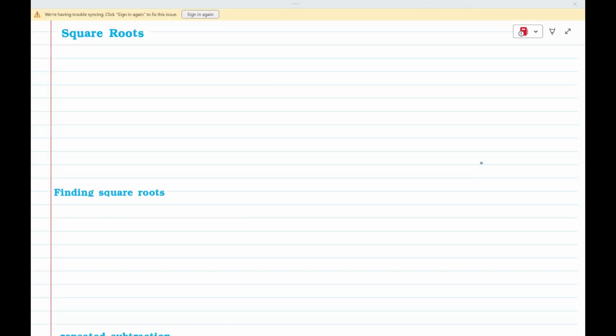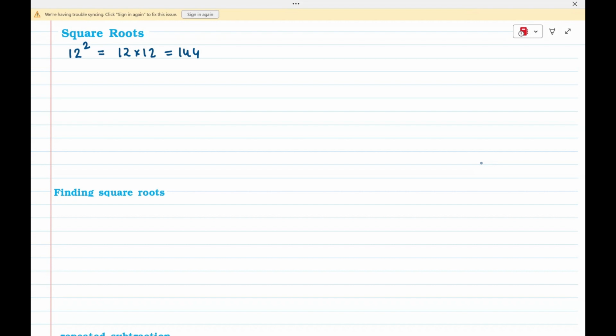What is a square root? So we have studied square. What is a square? If I take 12 square, I need to multiply 12 into 12, which will give you 144. So this is the square. Same way, we need to find out square root.